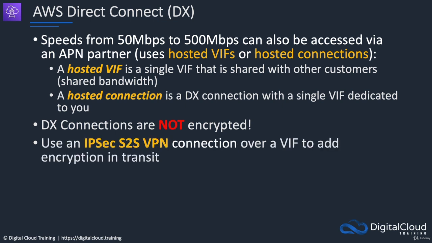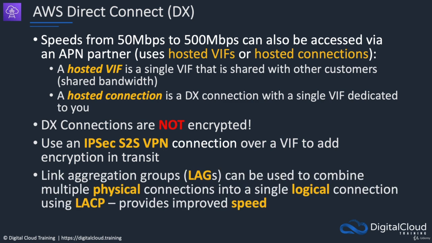Now, what can you do if you want to make sure your data is encrypted? Well, you can have an IPsec site-to-site VPN connection running over a VIF to add encryption in transit. So essentially you're running Direct Connect, and on top of Direct Connect, you're then encrypting the traffic that goes over that Direct Connect using an AWS managed VPN connection.